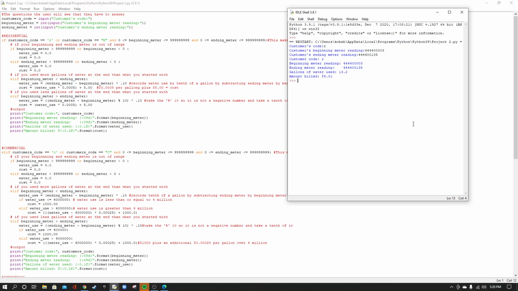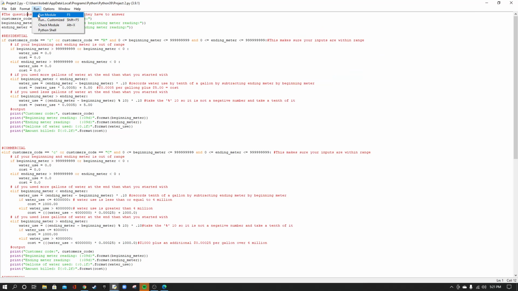So it will print out an output of our customer code is R, a beginning meter reading of that number, and the ending meter reading of the number that we put in as well. But our gallons of water used is 13.2, so that's how many gallons we used, and the amount billed is $5.01. So that's how much we are going to get billed if we use that amount in the beginning meter reading and then ending meter reading.